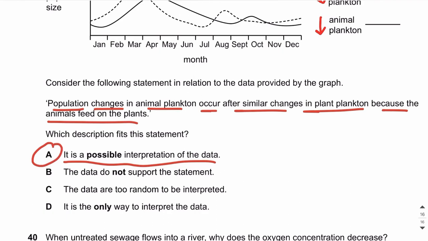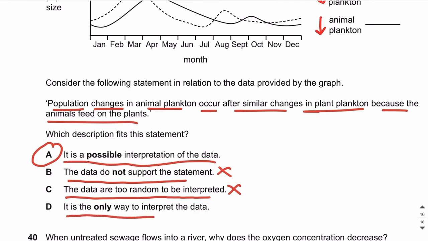This is possible. The data do not support the statement. No, it supports. The data are too random to be interpreted. No, it is the only way to interpret the data. Guys, there can be other ways to interpret the data as well.